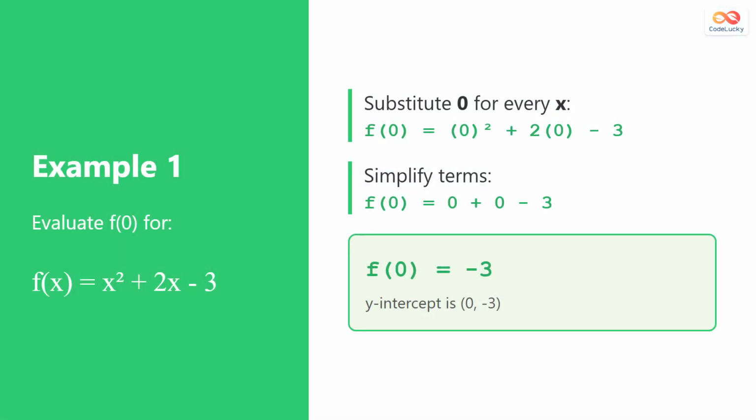Let's try a real example. We need to find the y-intercept for the function f of x equals x squared plus 2x minus 3. Following our rule, we substitute 0 for x. This gives us 0 squared plus 2 times 0 minus 3. Since 0 squared is 0 and 2 times 0 is 0, these terms vanish. We are left with just negative 3. So, f of 0 equals negative 3.